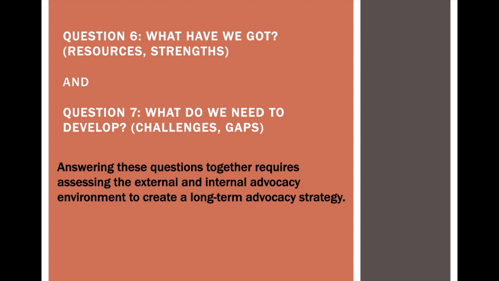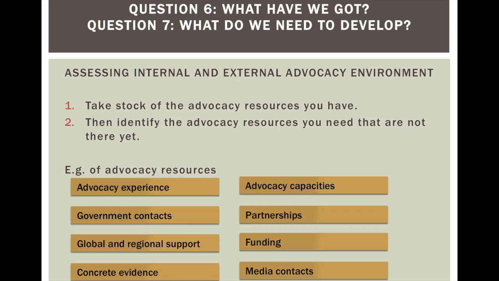Now let's look at the next two set of questions together. Question 6, what have we got? And question 7, what do we need to develop? Answering these questions together requires assessing the external and internal advocacy environment to create a long-term advocacy strategy. Assessing the internal and external advocacy environment. An effective advocacy effort takes careful stock of the advocacy resources that are already there to be built on. Essentially, you do not start from scratch, you start from building on what you have got.